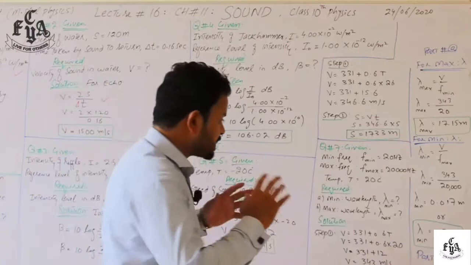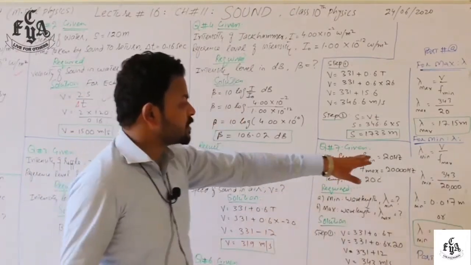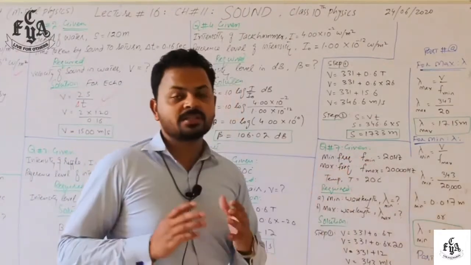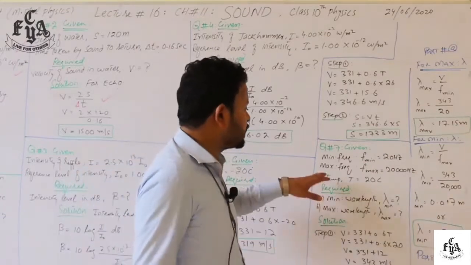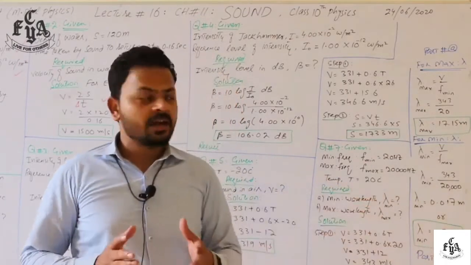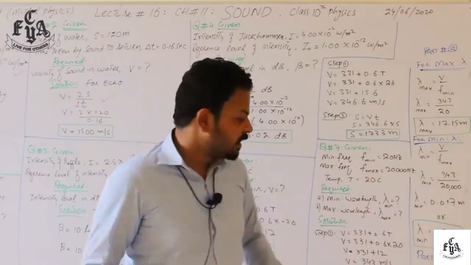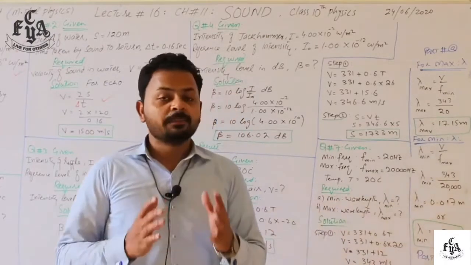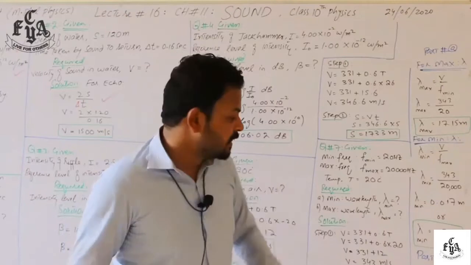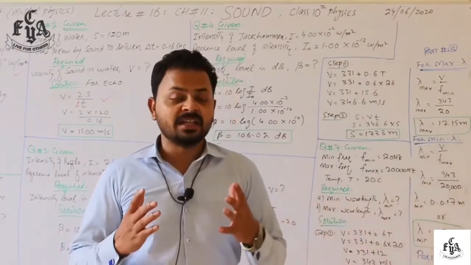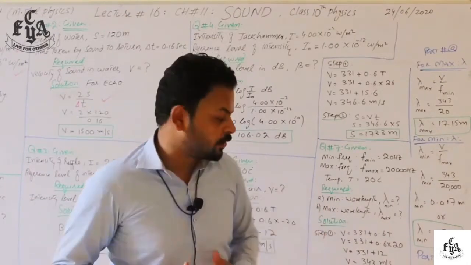Okay, what is said over there? Minimum frequency is 20 hertz, maximum frequency is 20,000 hertz, and temperature is 20 degrees centigrade. Done? Okay, now we are required to find two things over here. The first is minimum wavelength, meaning lambda minimum we need to find. Second is maximum wavelength, meaning lambda maximum we need to find.